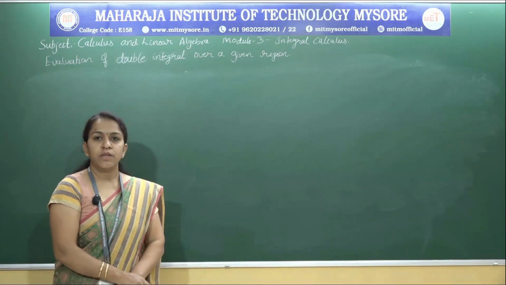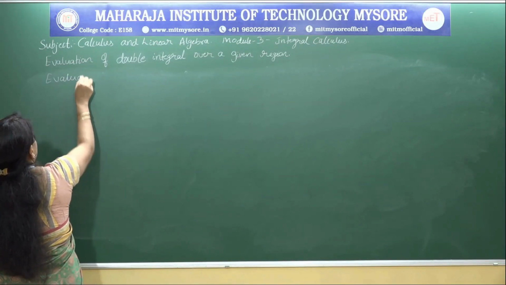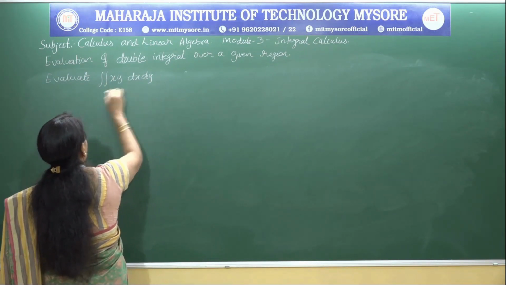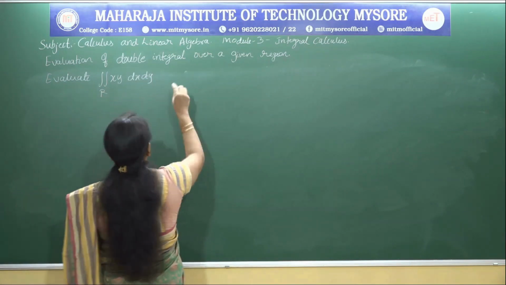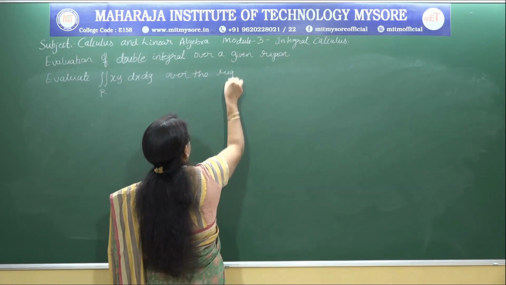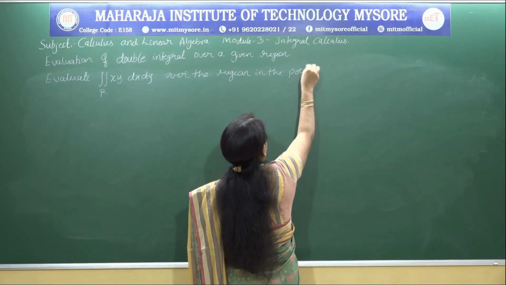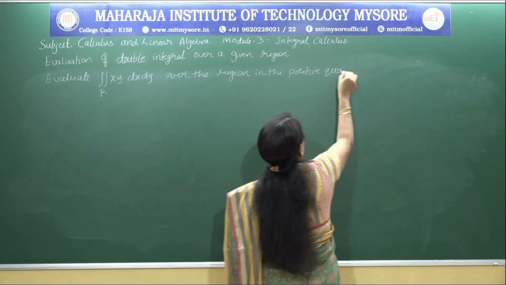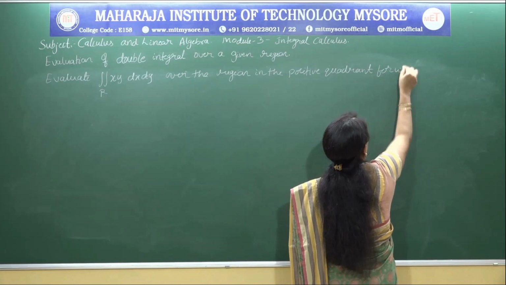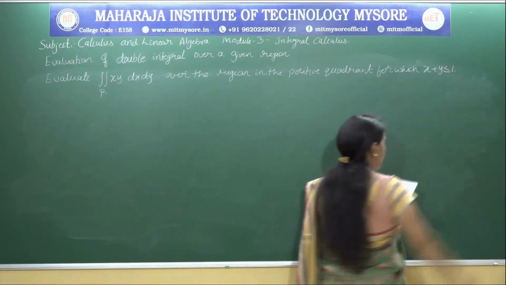Now solve the next problem. Evaluate the double integral of xy dx dy over the region R in the positive quadrant for which x plus y is less than or equal to 1.